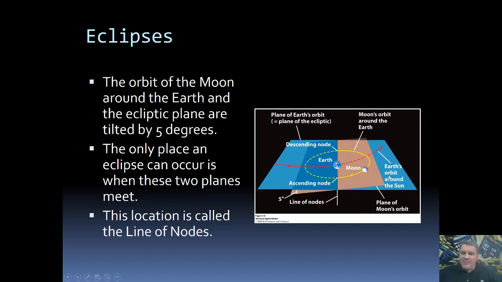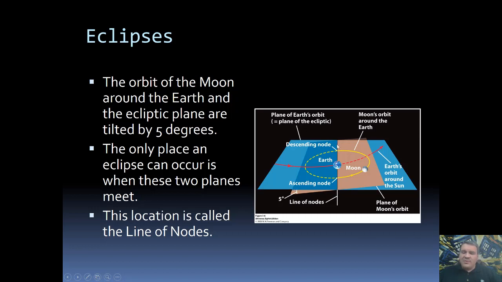So in this diagram, the blue is the ecliptic plane, or the plane of the ecliptic. This is the path of the Earth around the Sun. This orangey colored one is the plane of the moon's orbit around the Earth, and notice it's actually shifted by about 5 degrees. What this means is sometimes the moon is too high and the shadows don't line up, and sometimes the moon is too low and the shadow doesn't line up.